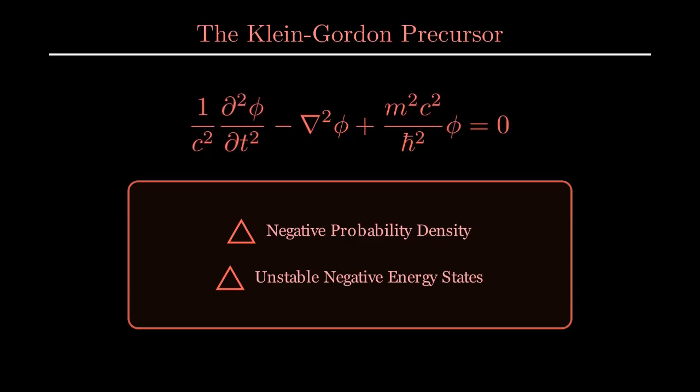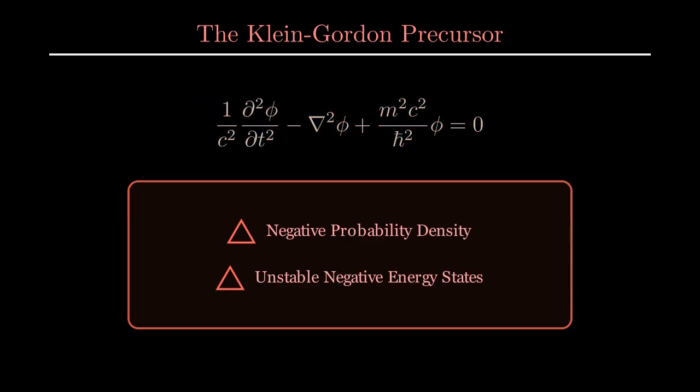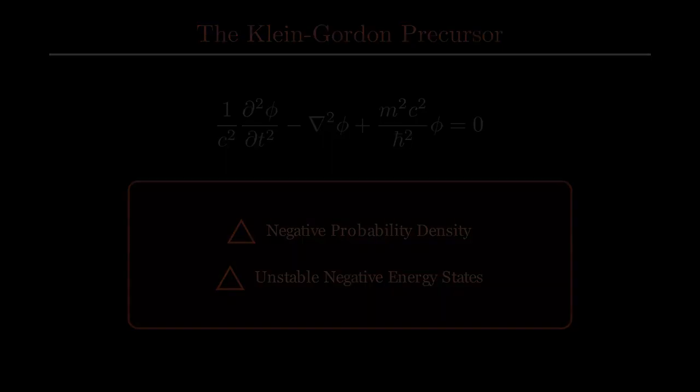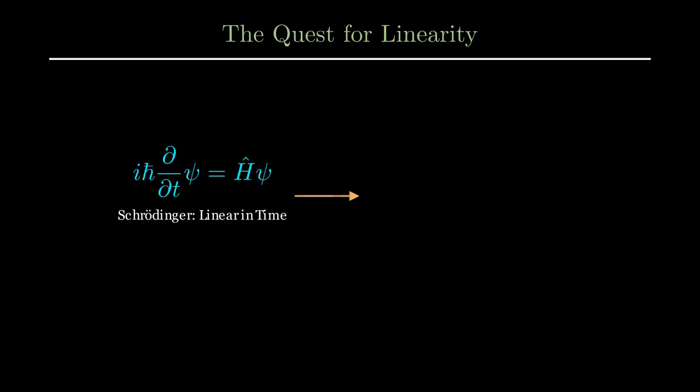Paul Dirac, driven by these problems, sought a relativistic wave equation linear in its time derivatives, much like the Schrödinger equation. This linearity would prevent negative probability densities and offer a more stable theoretical framework. His genius was to realize that achieving this required introducing a new class of mathematical objects, matrices.